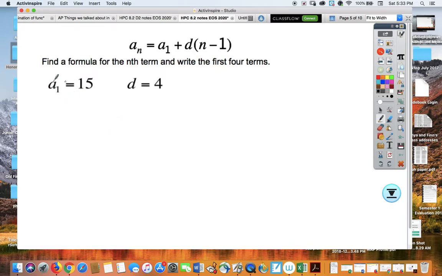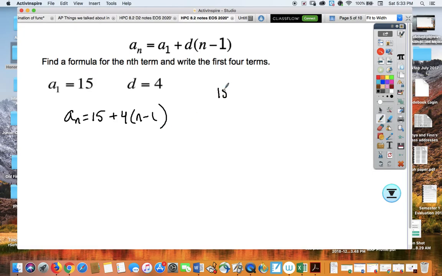All right, well, I'm given the first term. I'm given the common difference. Just plug it right on in. A sub n is going to equal 15 plus 4 times n minus 1. There's my formula. I can use this formula to find like the second term. I could plug a 2 in for n to find the second term. I could plug a 3 in for n to find the third term. Sure, I can do that.